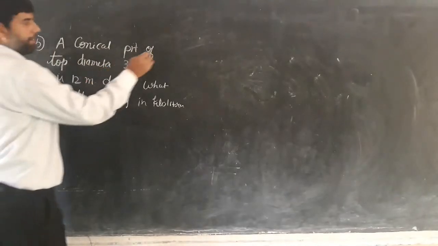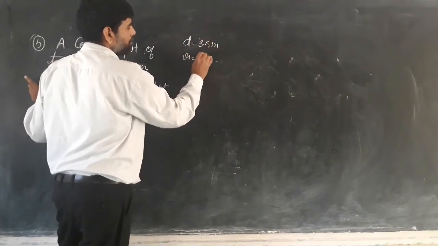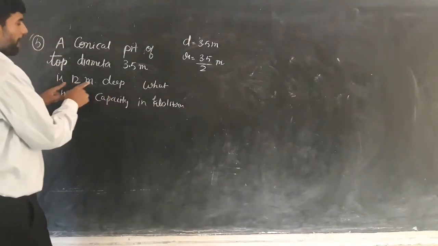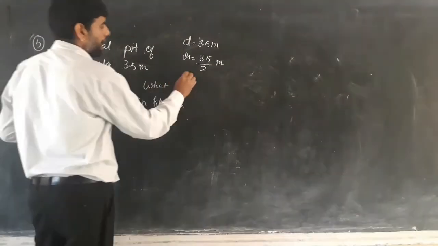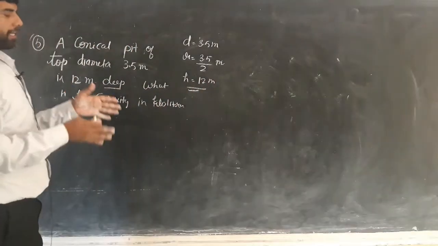Top diameter is equal to 3.5 meter. The radius is equal to 3.5 upon 2 meter. And it is 12 meter deep. Deep will be height. Height is equal to 12 meter. Find the capacity in kiloliter.